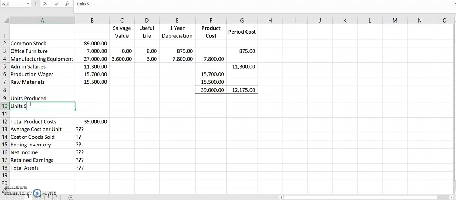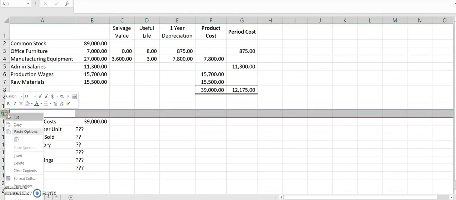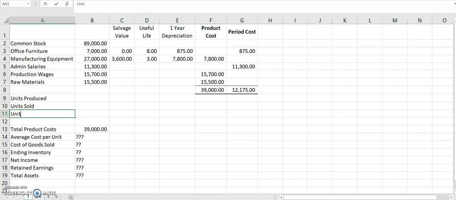Our units sold and our units on hand. So the problem tells us that all inventory was started and completed during the year, completed production of 5,000 units, and it sold 4,070 units. So if we produced 5,000 and we sold 4,070, that means we still have on hand 930 units. Okay, very good.